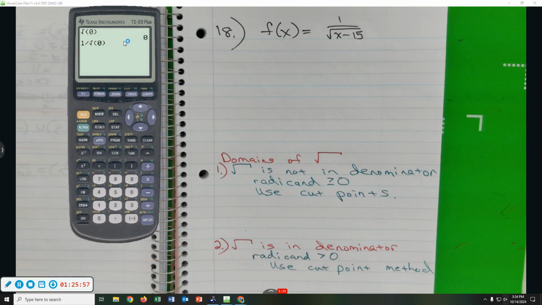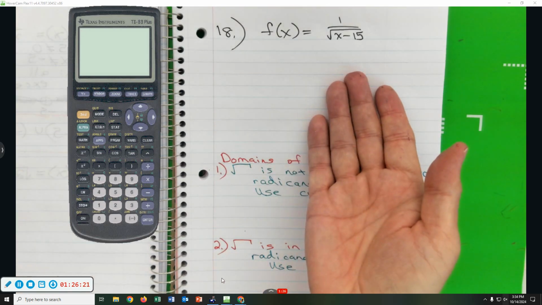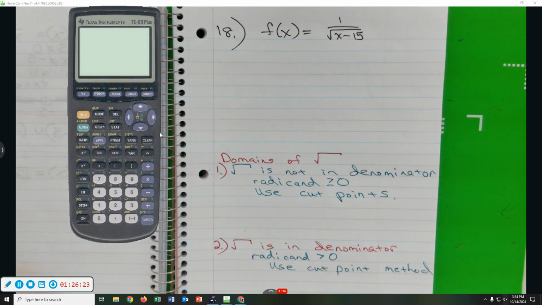But looking at this, on a calculator, if you punch in the square root of 0, it says 0. But if I go 1 divided by the square root of 0, look at the error warning it's going to say: Error, divide by 0. It's okay to have a 0 under a square root, but you can't have it in the bottom of the fraction. Okay? So let's do 18 first.